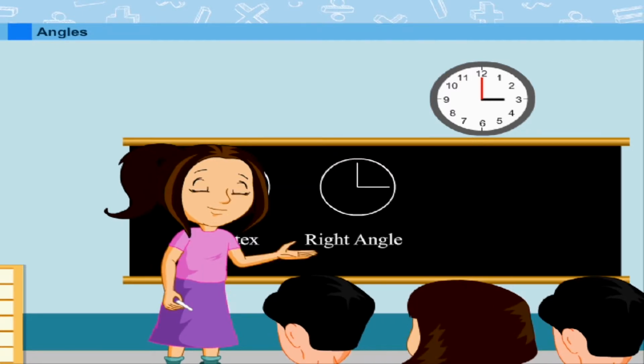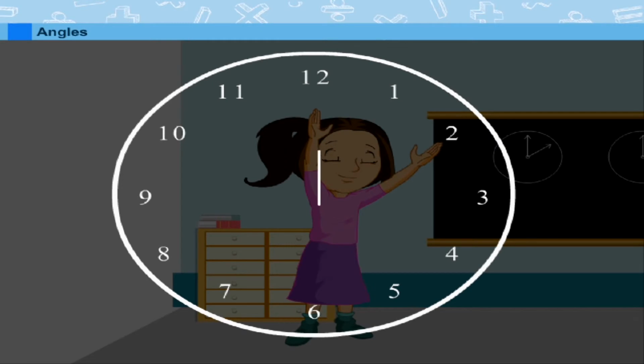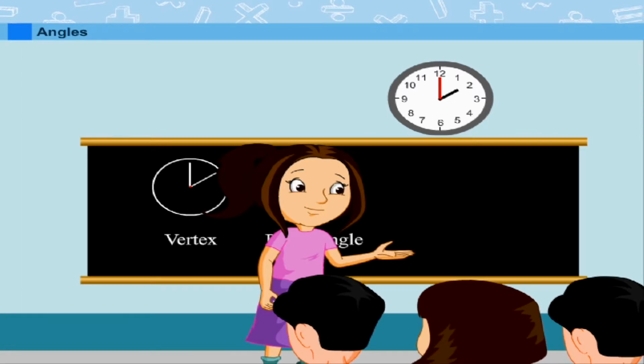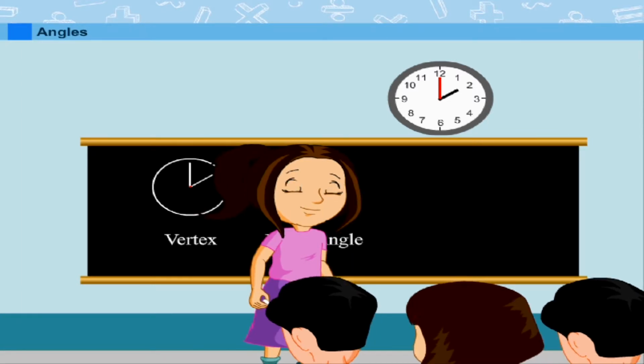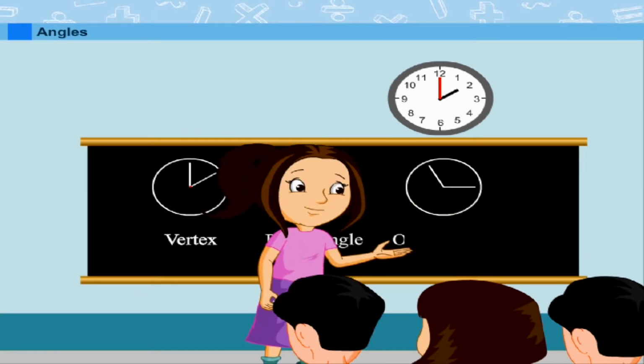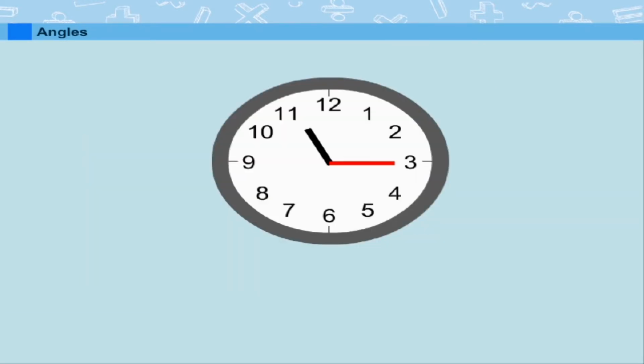For example, the angle formed by the hands of the clock at 2 p.m. She also tells that angle between 90 degrees and 180 degrees is called an obtuse angle. For example, when the clock shows 11:15 a.m., it makes an obtuse angle.